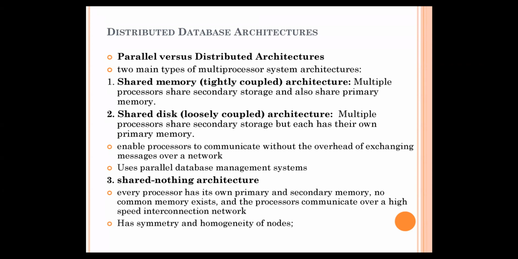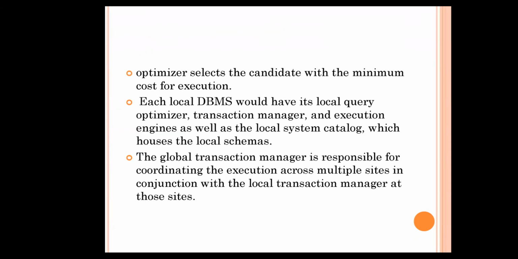In that case, multiple processors share secondary storage and also share primary memory. The same processor can be shared by more than one site, and the data will be available in the particular site server as well as in the main server, and the local disk will have its own data. Shared disk, loosely coupled architecture, means multiple processors share secondary storage, but each has its own primary memory. From the diagram you can easily understand.